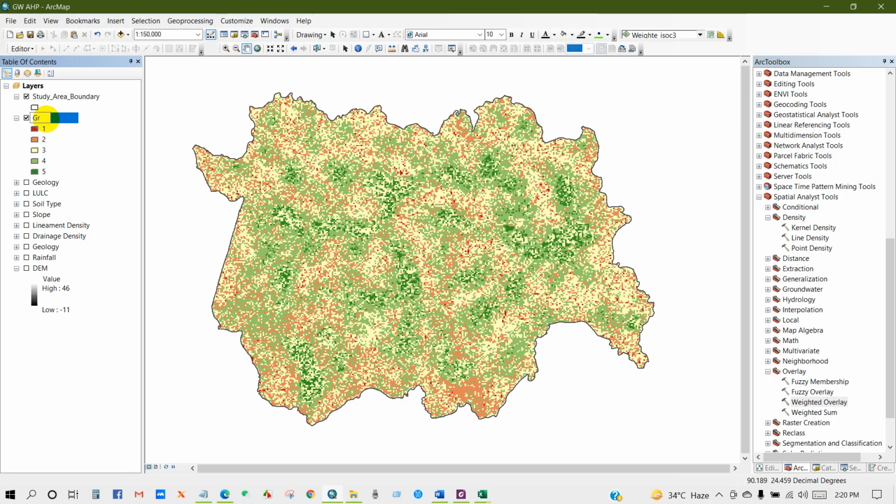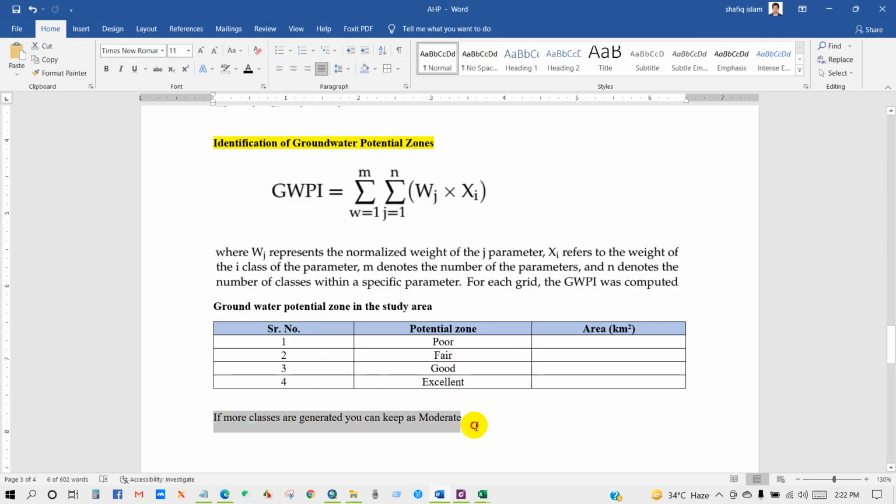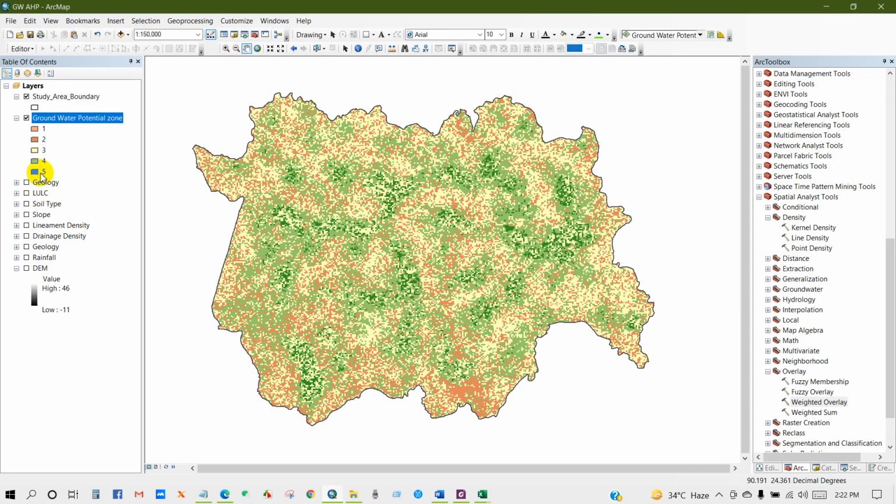I'm going to rename it as groundwater potential zone. You can give the names like excellent, good, fair, and poor. As I have 5 classes, so I will add moderate also. So the highest rank is excellent, then good, moderate, fair, and poor.